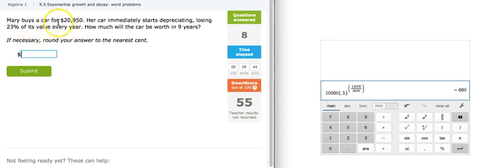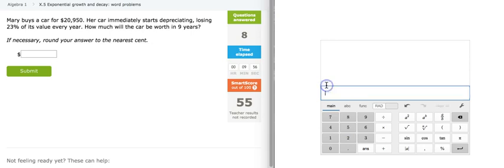Here we go. Mary buys a car. Her car immediately starts depreciating. That's true, as soon as you drive it off the lot. Ouch. Oh, 23% of its value each year it's going to lose. How much will it be worth in 9 years? Oh, dear goodness. Poor Mary. Start from scratch. Bought it for $29.50.